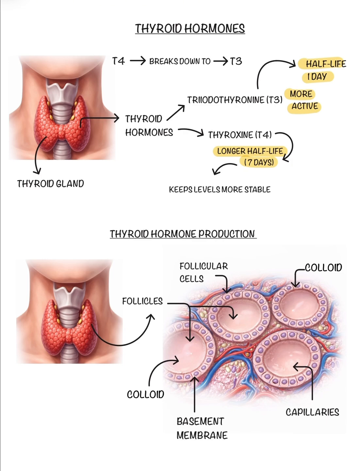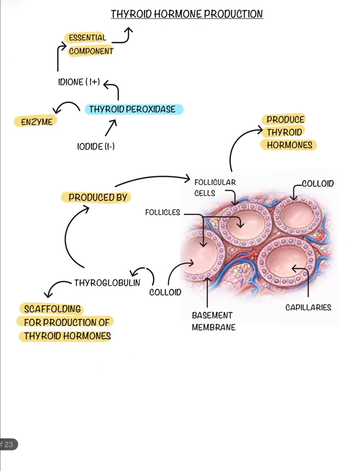In terms of structure, hormone production happens in follicles within the thyroid gland. These are lined by follicular cells, contain colloid, and are surrounded by a basement membrane and capillaries. To produce thyroid hormones, iodine is essential. Without iodine, this process cannot occur effectively.